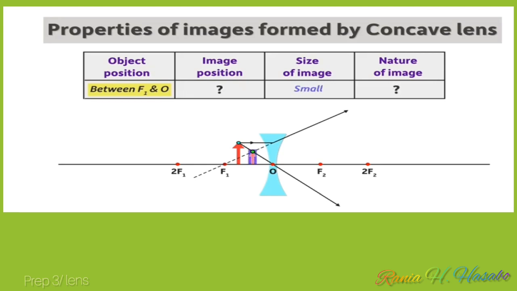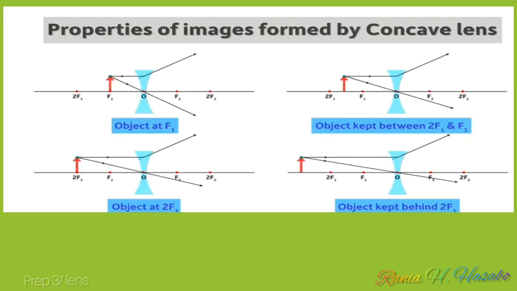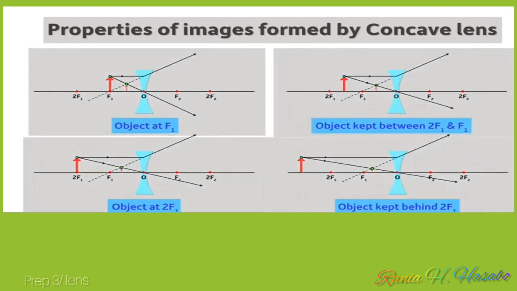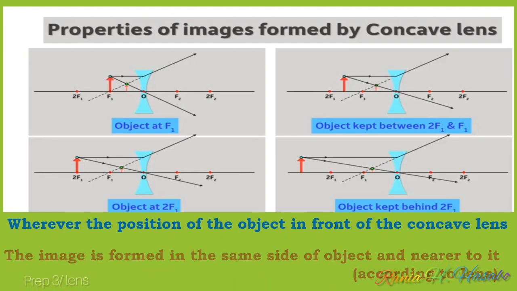Wherever the position of the object in front of the concave lens, the image is formed near to the object position and on its same side. Virtual, erect, and diminished. Yes, the properties of the image formed by the concave lens are not affected by the position of the object. Always virtual, erect, diminished, and near to the object position on its same side.